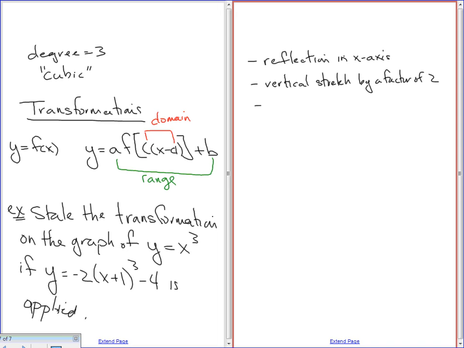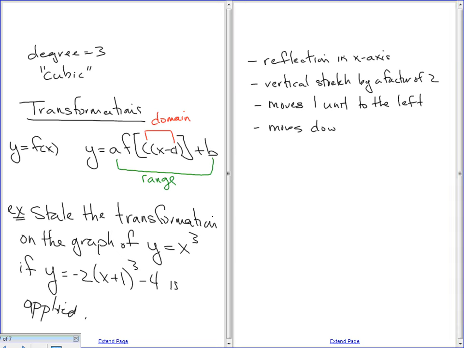You don't have to say a horizontal translation of negative 1 unit to the left. You can simply say moves 1 to the left. That would be good for me as well, as long as you articulate what's happening. You can even say horizontal translation of negative 1. That's good enough. And then finally the negative 4. Moves down 4 units.